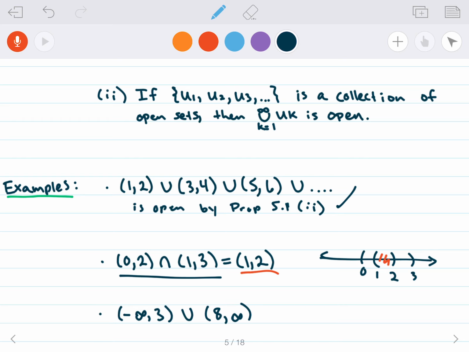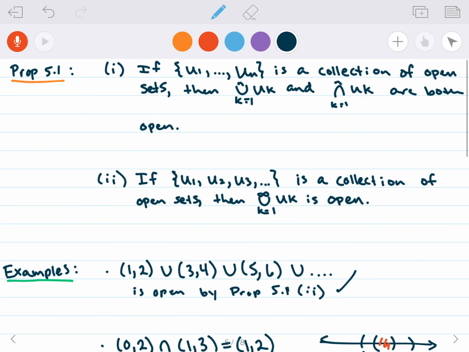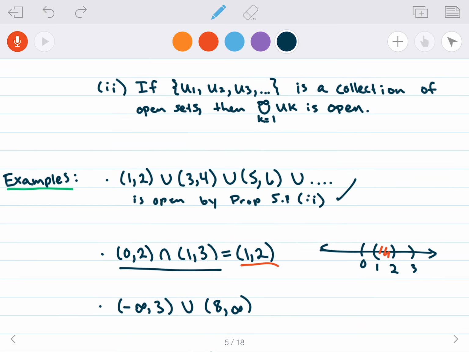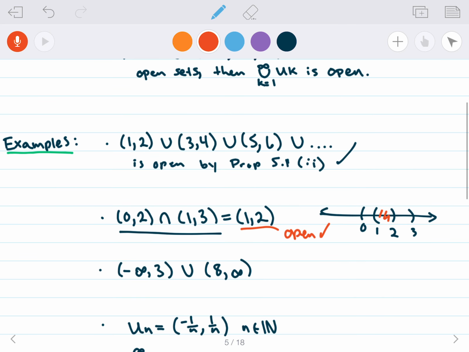And this is open by proposition 5.1, number 1, right? If we have the intersection of finitely many open sets, then that is open as well. So this is open. This guy is a finite union of open sets, so that is open as well.